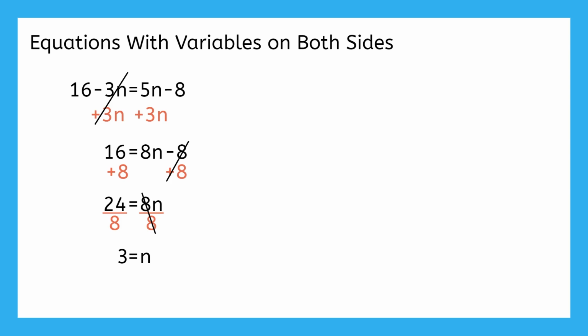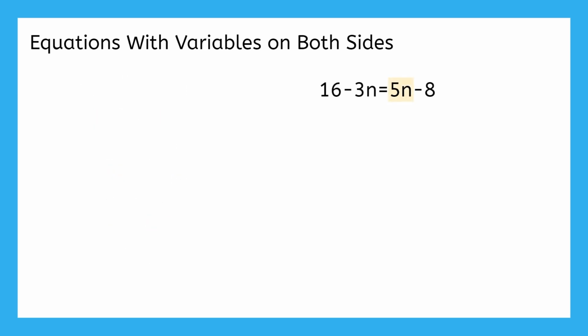Now let's back up. We solved this by first canceling the minus 3n on the left side, but we could have canceled either variable term. What if I wanted to cancel the 5n on the right side instead? Now here's the thing. We can see that the operation to the right of 5n is subtraction, but notice that what's being subtracted here is 8.